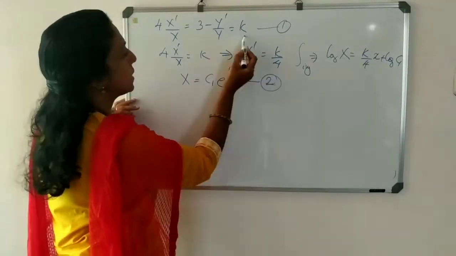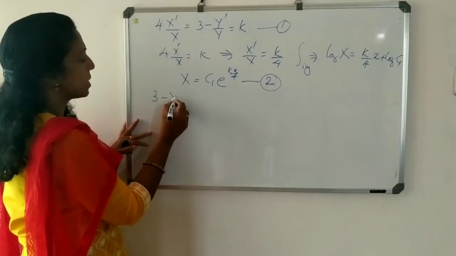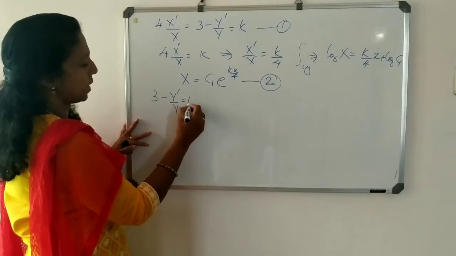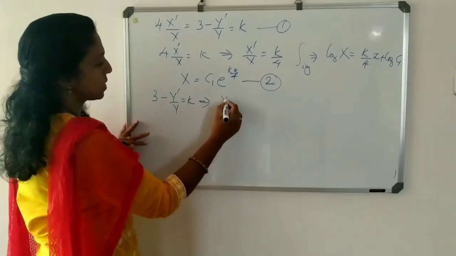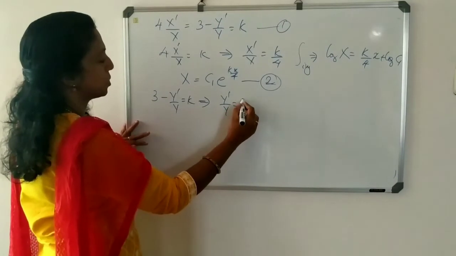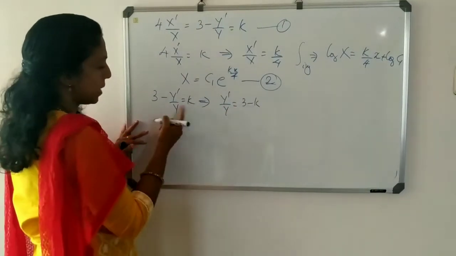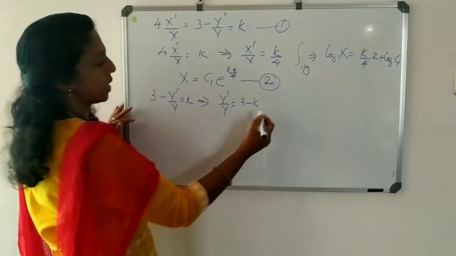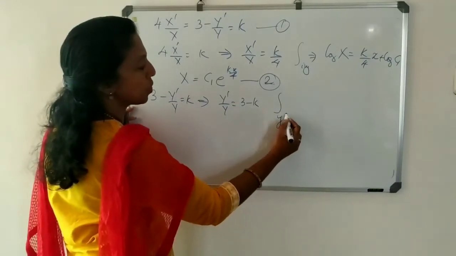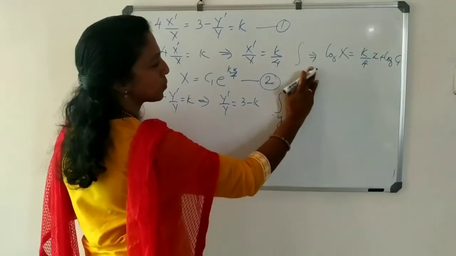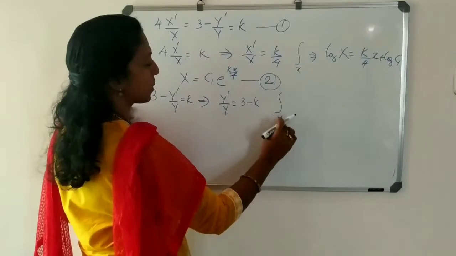Now again take these two. 3 minus Y dash by Y equal to k, or we will rearrange this as Y dash by Y is equal to 3 minus k. Y dash by Y is equal to 3 minus k. Again integrating with respect to y. Here we have integrated with respect to x. Here we can integrate with respect to y.